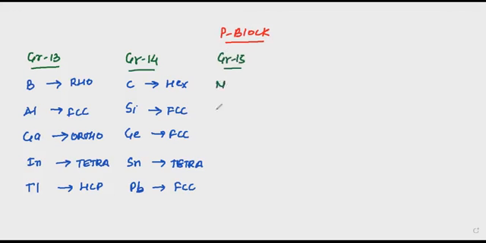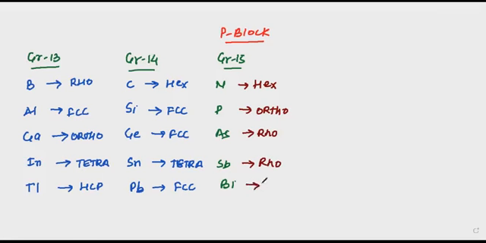This is nitrogen, phosphorus, arsenic, antimony and bismuth. Now here we see that nitrogen is hexagonal, phosphorus is orthorhombic. Now arsenic is actually rhombohedral and antimony is also rhombohedral and bismuth is also rhombohedral.